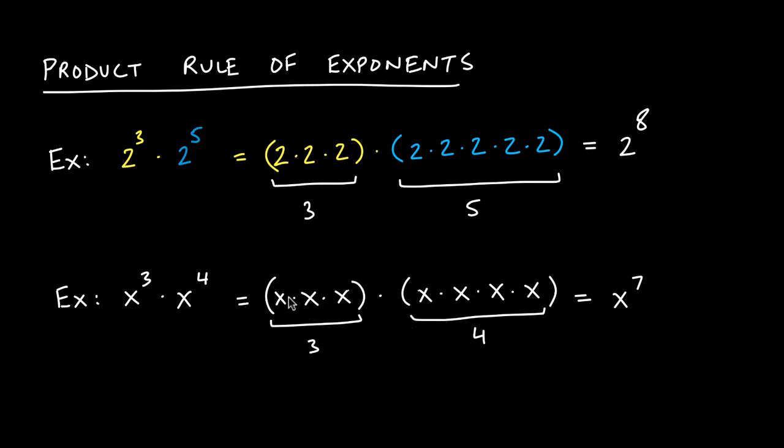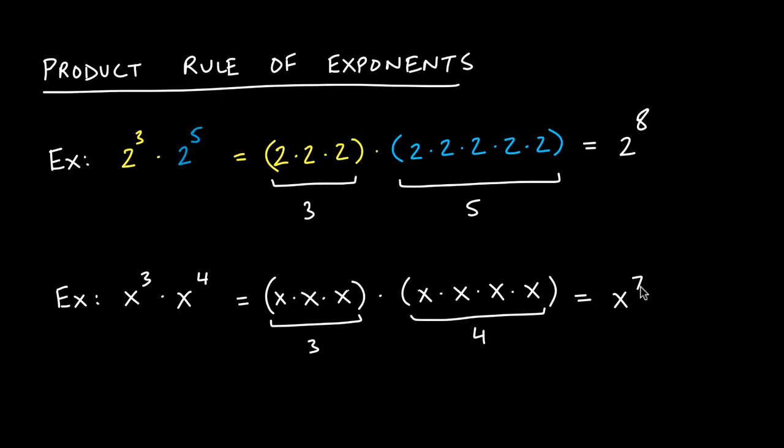There's 4 of them. So if I were to start counting all the x's I have because I'm multiplying all of them, 1, 2, 3, 4, 5, 6, 7. So this is saying that take x and multiply it by itself 7 times. A shorthand notation instead of writing out 7 x's is simply x to the 7th.